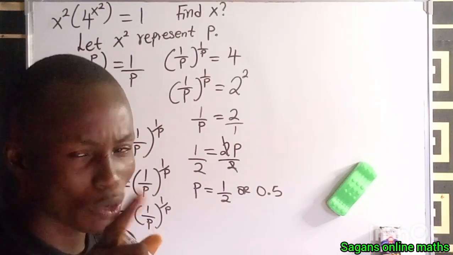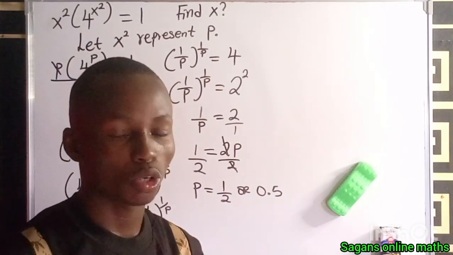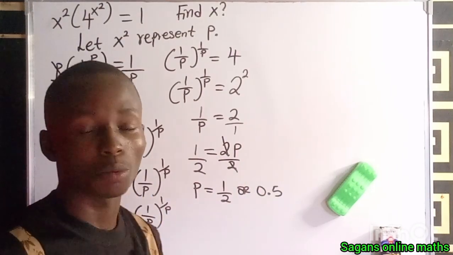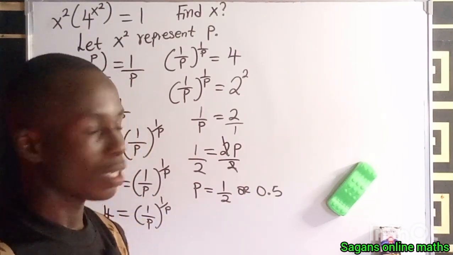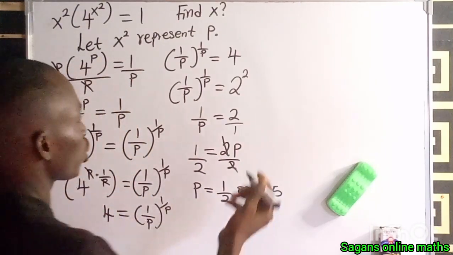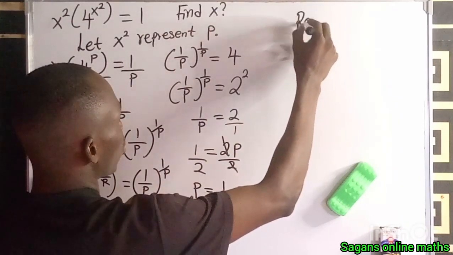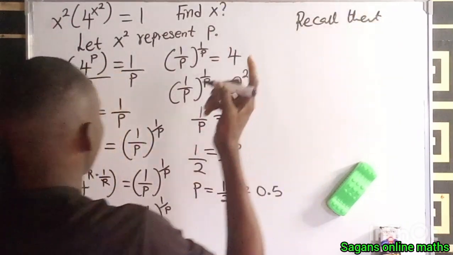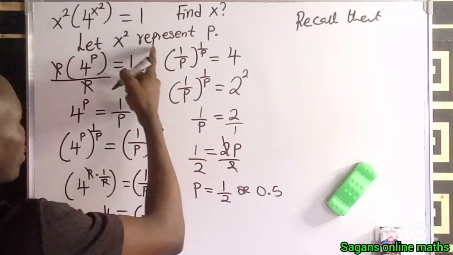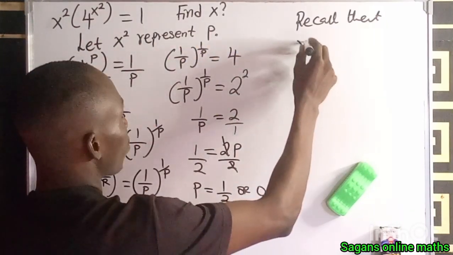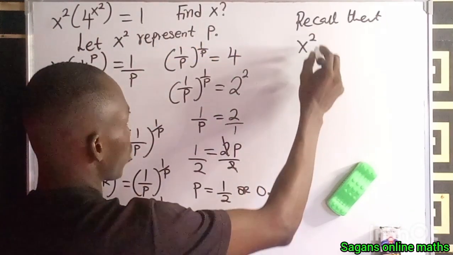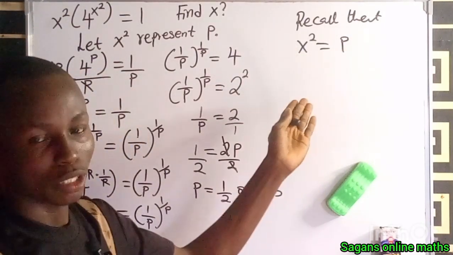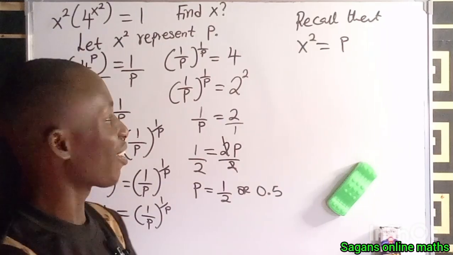But remember, we are not looking for the value of p, we are asked to find x. But why are we doing this? We are doing this so that this problem can be easily solvable, right? Now at this point, let's recall something very interesting. Recall that we all agree that we say let x to the power of 2 represent p. This simply means that x to the power of 2, which represents p, is equal to what? P. You all agree with me by putting it in mathematical terms. Wow, I love this.